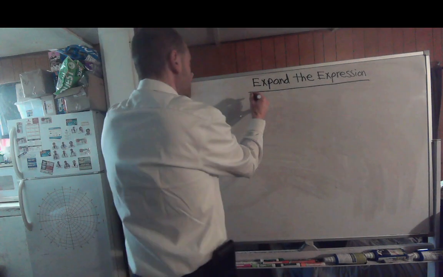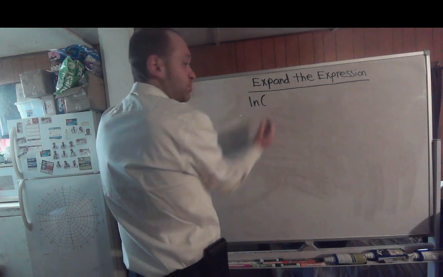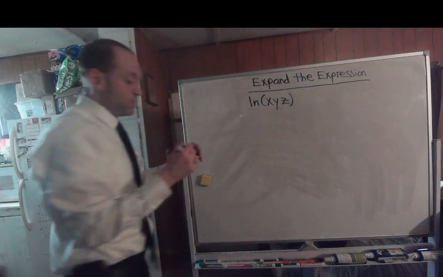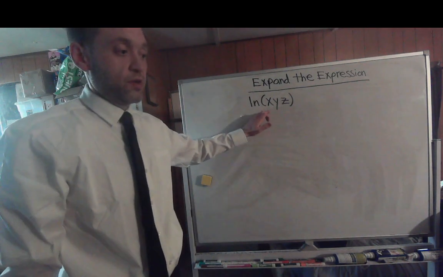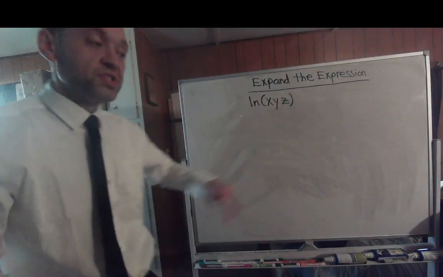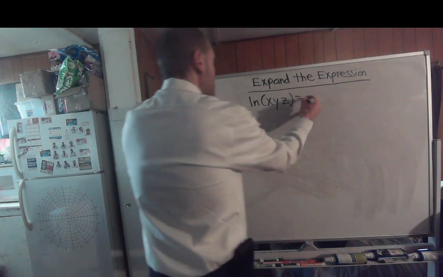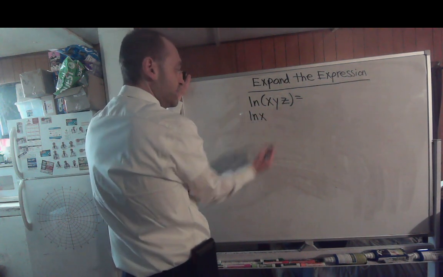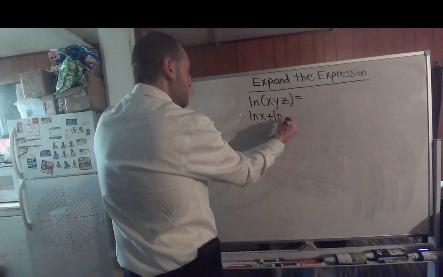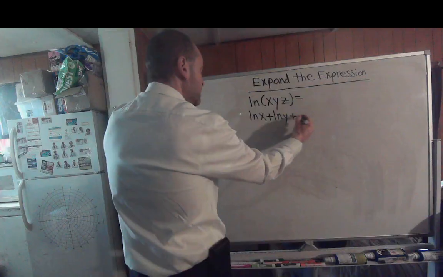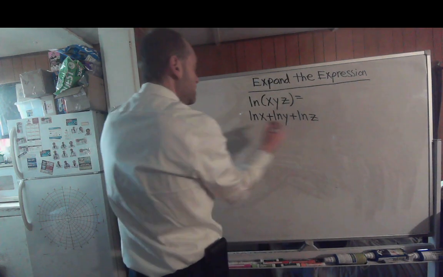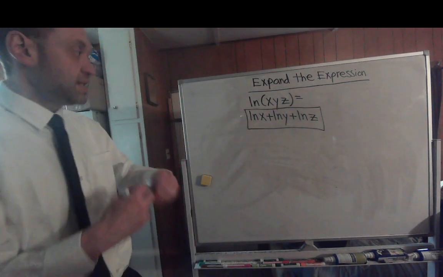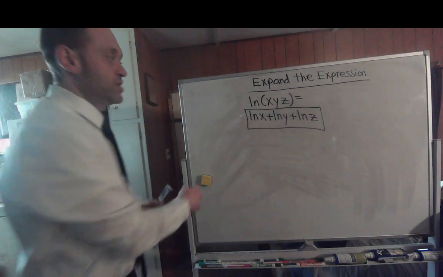Now, how about this one? We have the natural log of the quantity of x, y, z. So we have 3 products inside the logarithm. Well, the product rule still holds true. This is just going to be three separate sums. This would turn into the natural log of x plus the natural log of y plus the natural log of z.